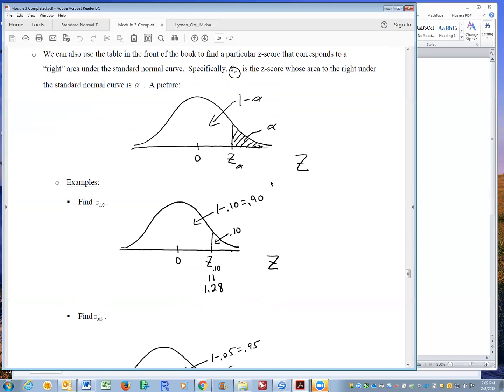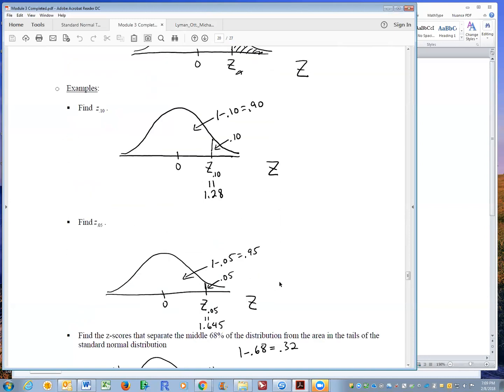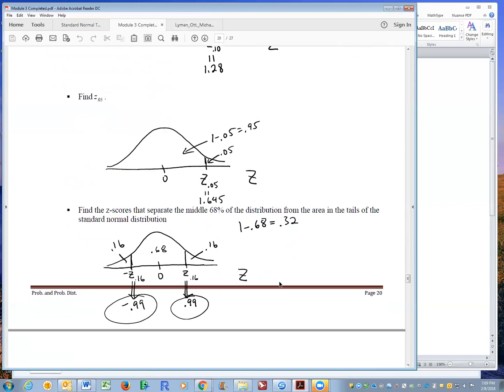Okay, I want y'all to be comfortable with this notation Z with the subscript alpha. We're going to use that throughout the semester. So Z sub 0.10 is a particular Z value that has 10% of the area under the curve to the right of it, 90% to the left of it. It's 1.28. Z sub 0.10 is the 90th percentile. Questions with page 20?